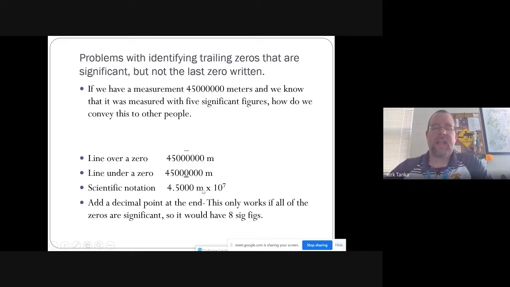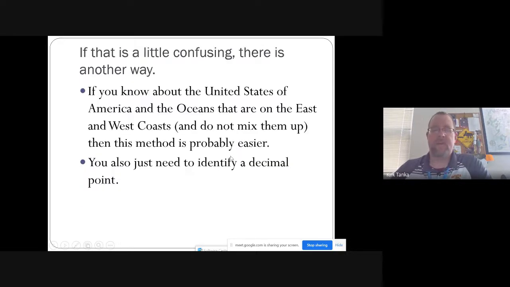Scientific notation, that is like the best way. We can write it in scientific notation. So we take the decimal, we move the decimal, make it between 1 and 10, so 4.5000, and then we have to count how many times we move that decimal. 1, 2, 3, 4, 5, 6, 7, so that'd be times 10 to the 7. If you move your decimal to the left, then the superscript goes up. If you move your decimal to the right, your superscript goes down. We cannot do this and add the decimal at the end because they're not all significant. It only would work if they have 8 sig figs.